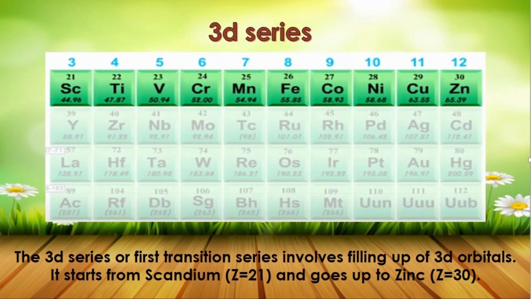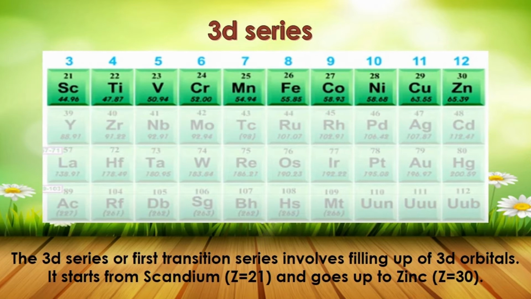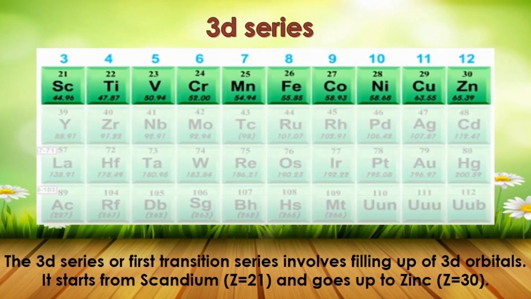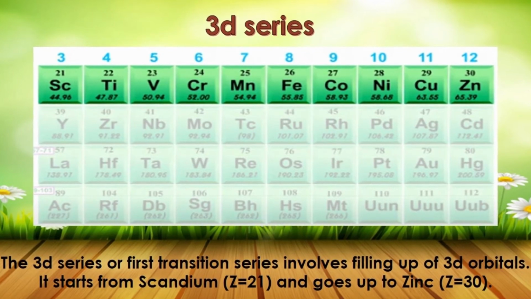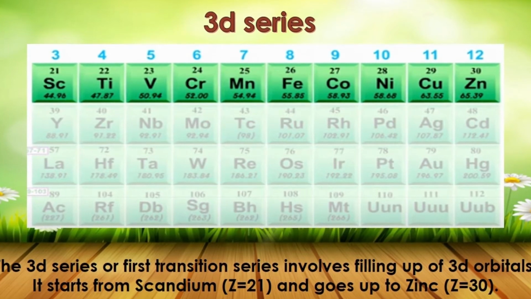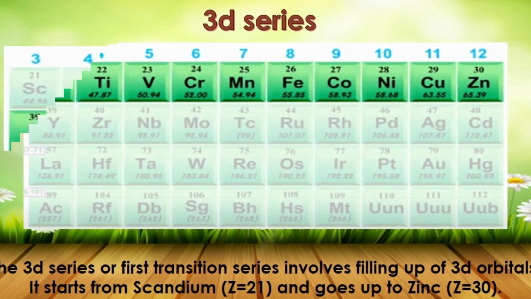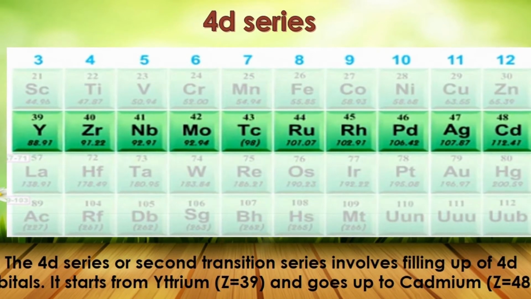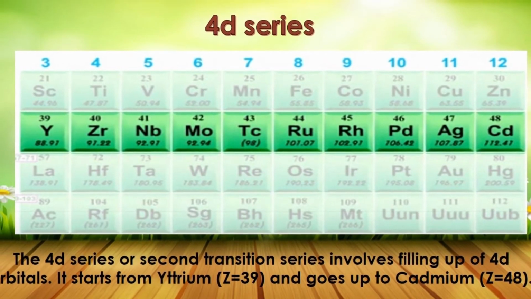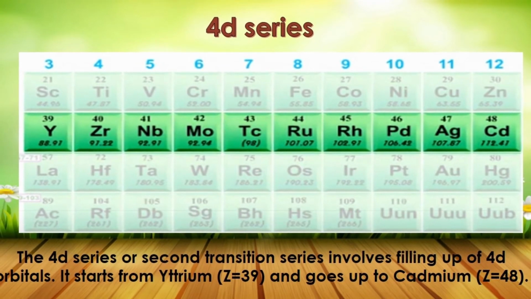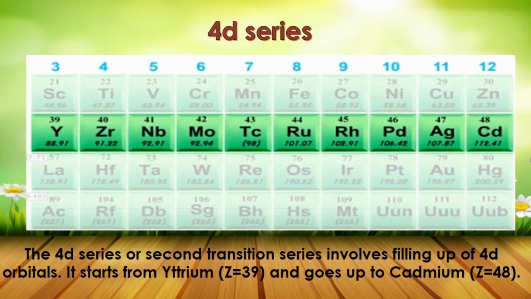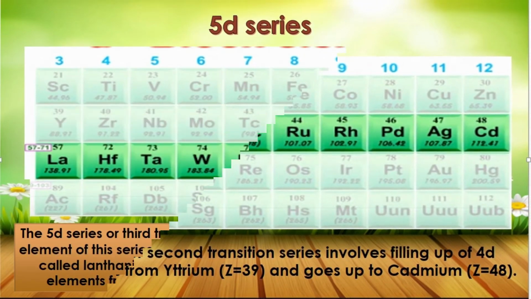The 3D series is also called the first transition series. In 3D series, filling up of 3D orbitals takes place. It starts from scandium and goes up to zinc. The 4D series is also called the second transition series. It involves filling up of 4D orbitals. It starts from yttrium and goes up to cadmium.